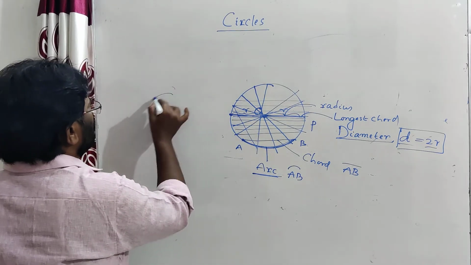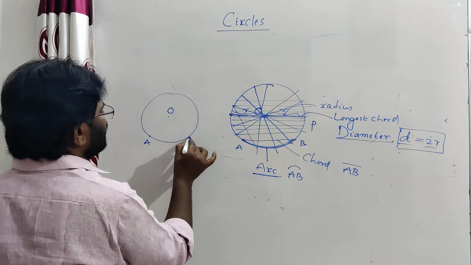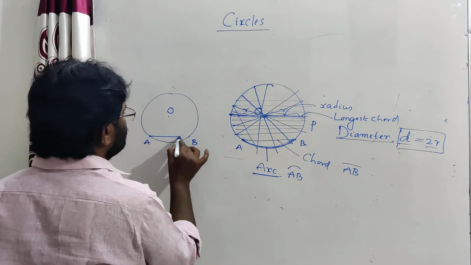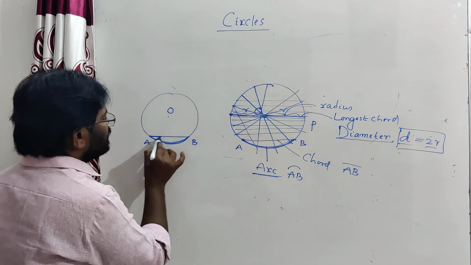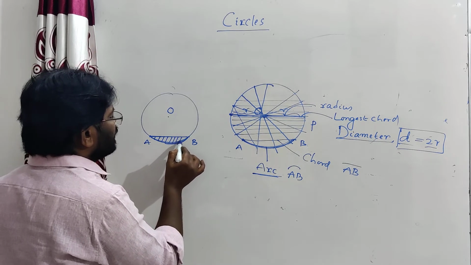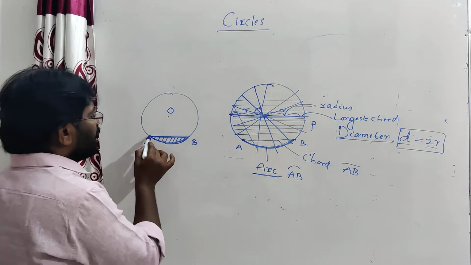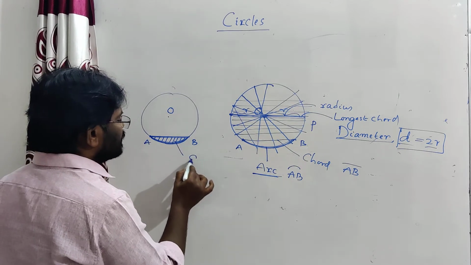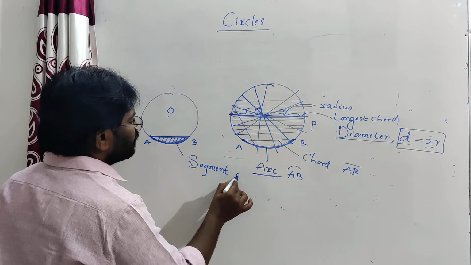See, now this is a circle. A and B are any 2 points on the circle. If we join them, already we know this is an arc. This is a segment. The region bounded by this line segment AB and the arc is known as a segment. Segment of a circle.